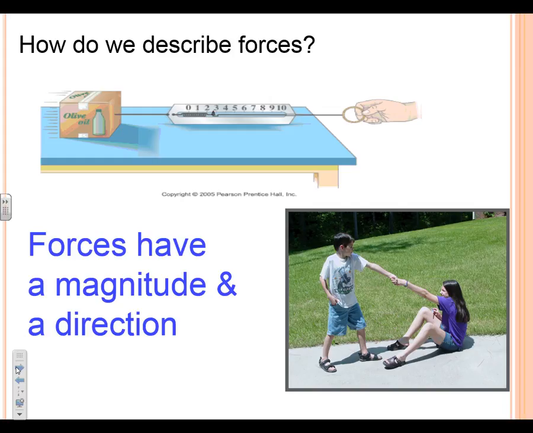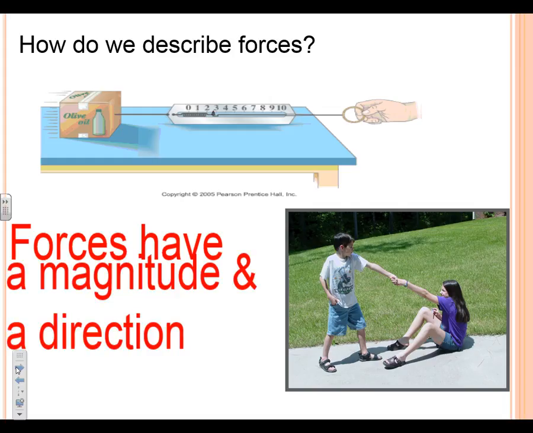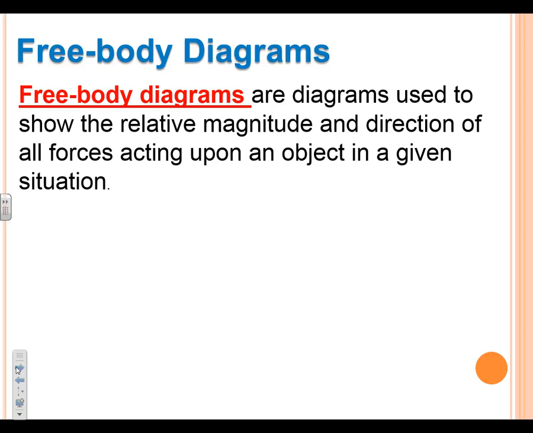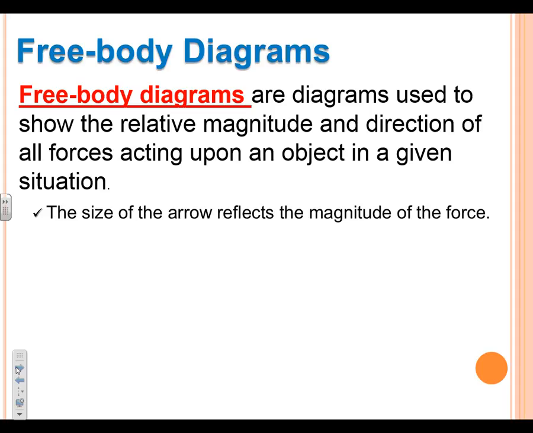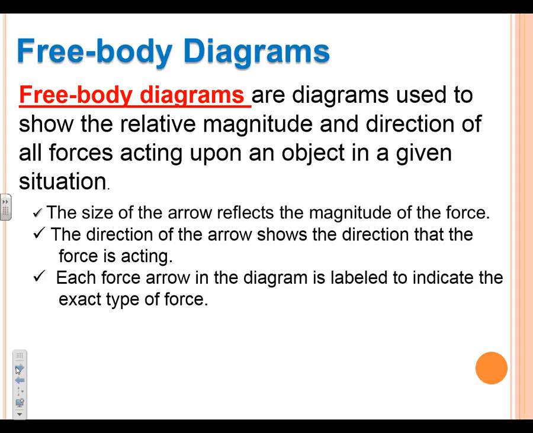Okay? So when you come to class tomorrow, we will be dealing with a free body diagram, which is where we're going to actually show forces that have a magnitude and direction. Free body diagrams are diagrams that are used to show relative magnitude and direction. So really what they are is we're going to use arrows to show directional information, but the size is going to reflect the magnitude. The direction is going to be the direction that the force is acting. Each force arrow in a diagram will be labeled to indicate the exact type of force that exists, and we'll talk about all the different types of forces tomorrow in class.